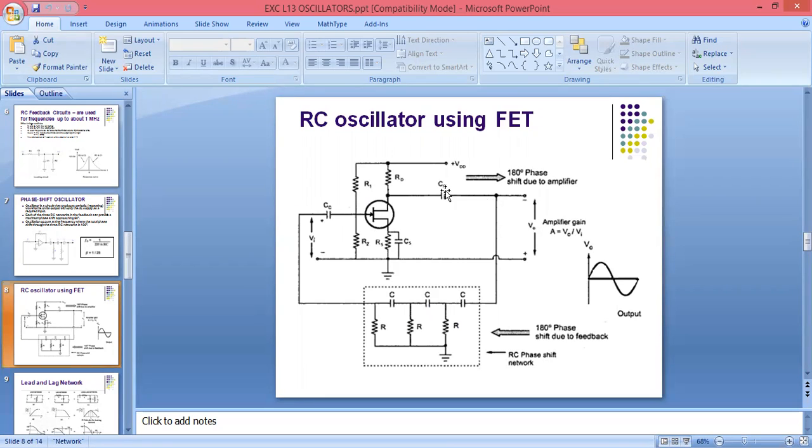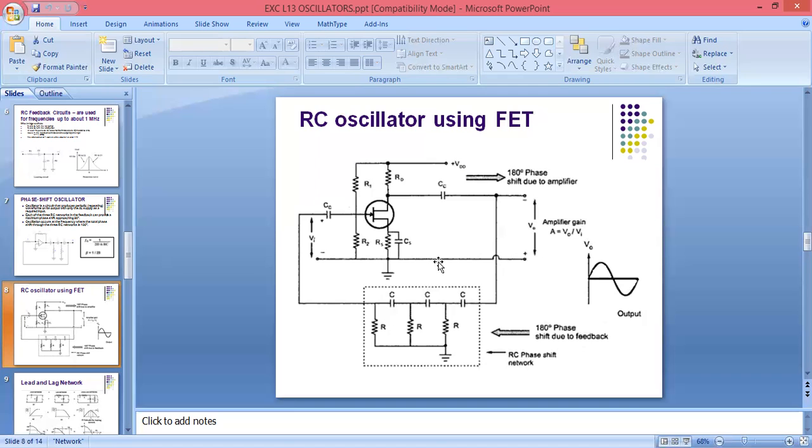But we have to give this output as feedback to the input. We are giving this output again as an input. But if there is a 180-degree phase shift, the Barkhausen criteria will not be satisfied and we cannot use that circuit as an oscillator. So what we can do here is use a three-stage RC network. These are lead networks, because first the capacitor is connected and then the resistor, so the output voltage increases with an increase in frequency.